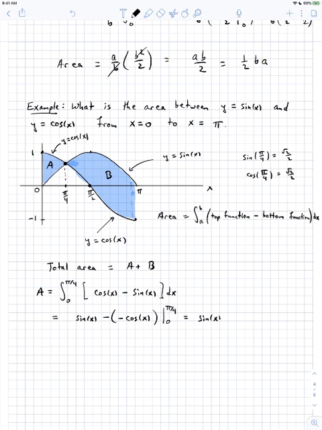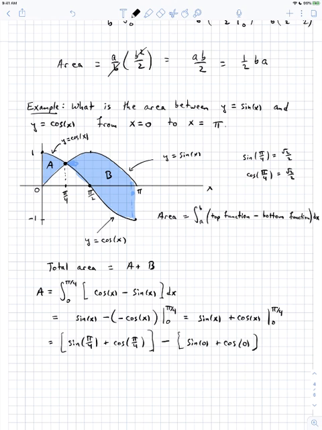This is really sine of x plus cosine of x from 0 to pi over 4. So this is sine of pi over 4 plus cosine of pi over 4. That's the first part, minus, and then everything evaluated at 0.